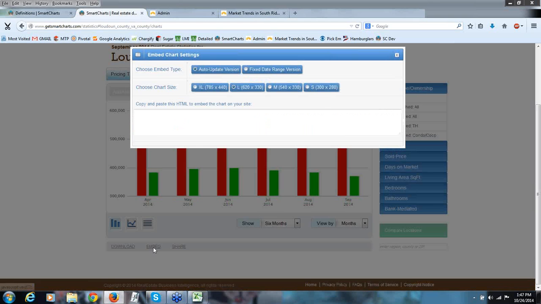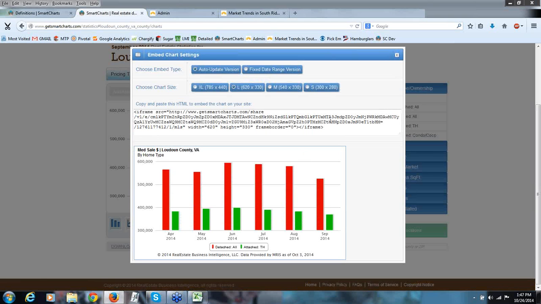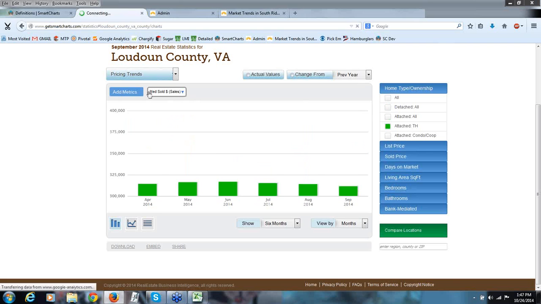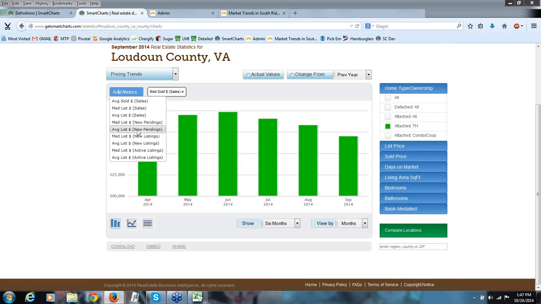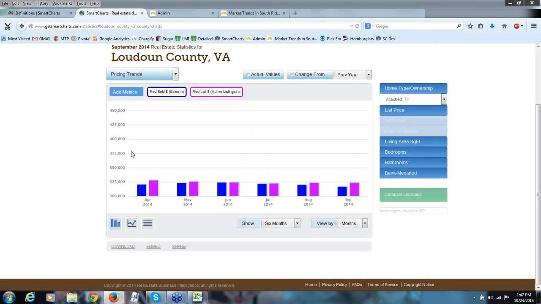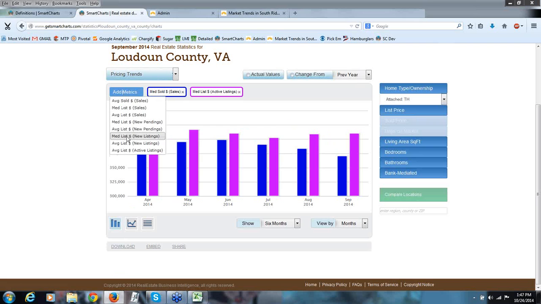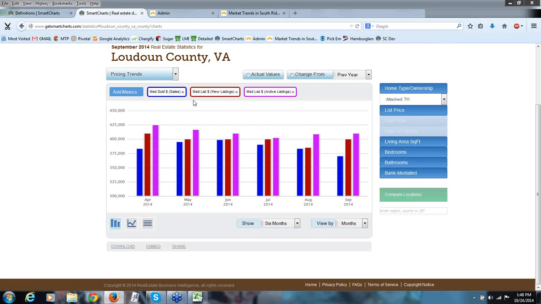Let's see. So embedding. However I have the chart set up, right now I've got 6 months worth of data, median sold price for detached homes versus attached homes. I've decided now I'm just going to switch this and do median sold price for sales versus median list price for active listings. So to show how some places are overpriced, this area is more overpriced in terms of active inventory versus what's actually selling. And we'll do median list price for new listings, and median list price for new pendings.